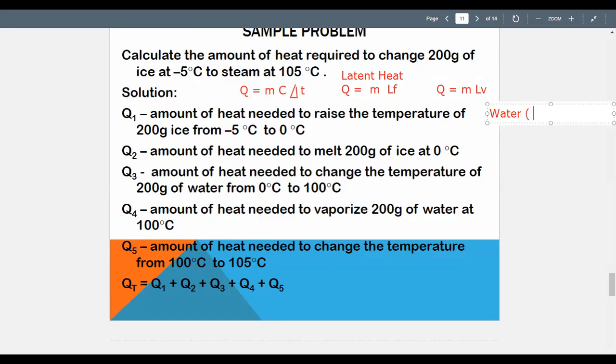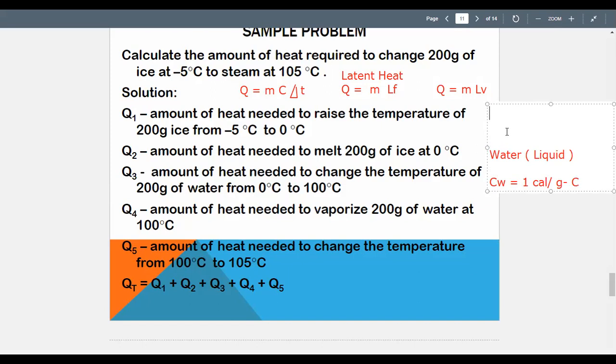Water is liquid. The specific heat of the liquid water, we already know it earlier. This is equal to the one we call C1, but we'll just call it CW. CW is for specific heat of water, and it's equal to 1 calorie per gram per Celsius degree.